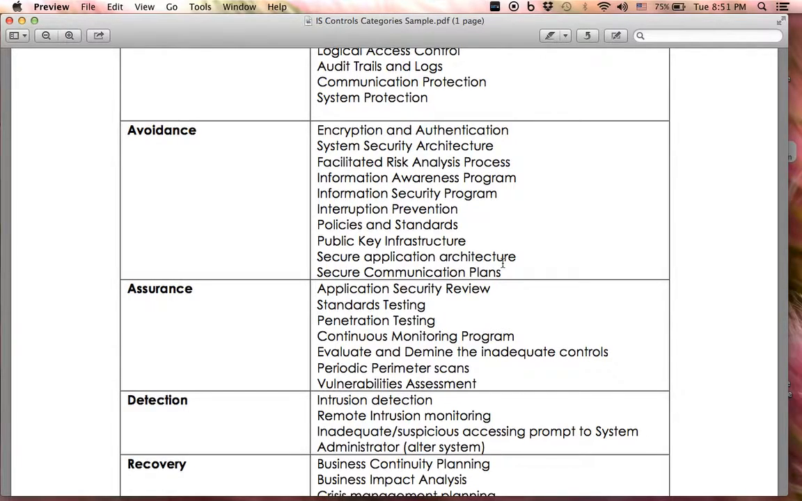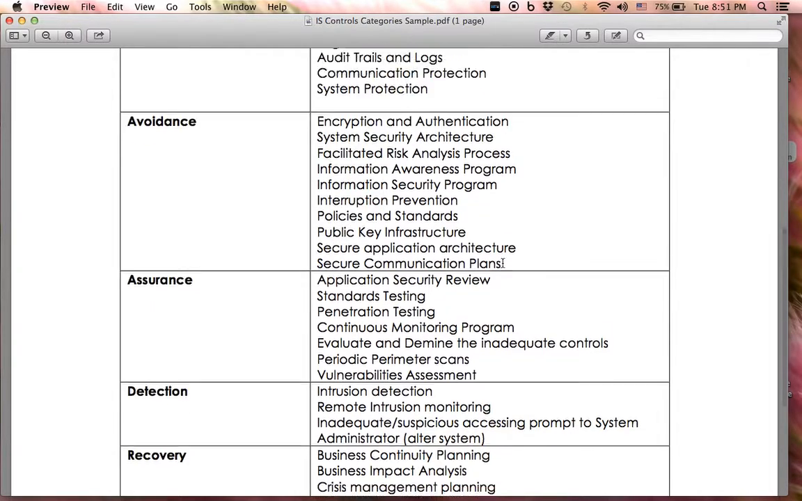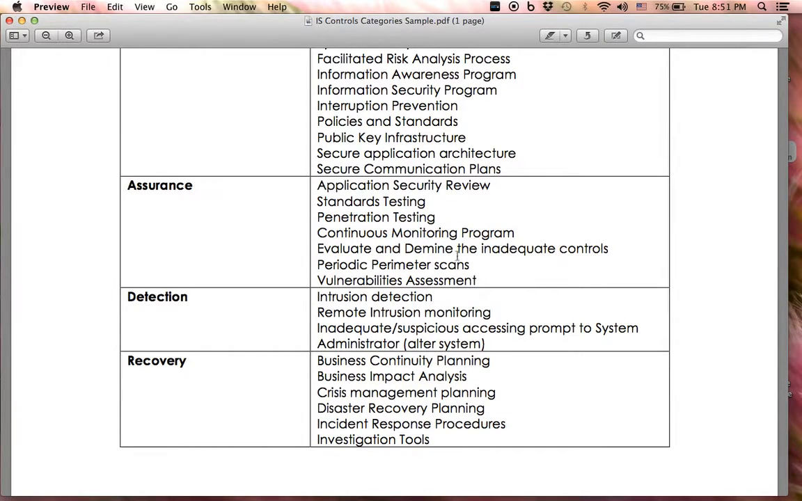And the last one is a secure communication plan. It's related to the escalation process. This is the area that relates to how to handle an issue from one particular area to another area. So we need to have the plan.